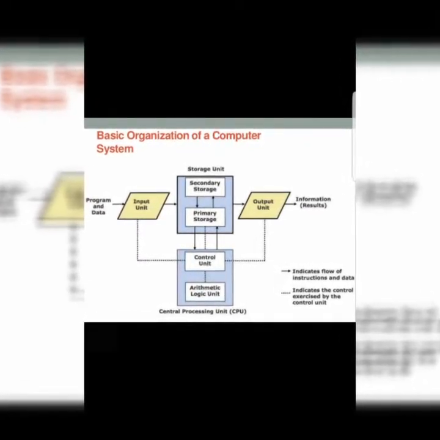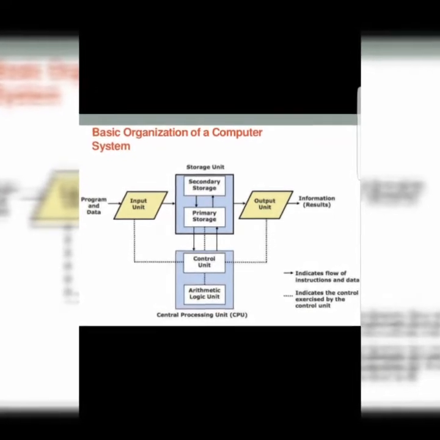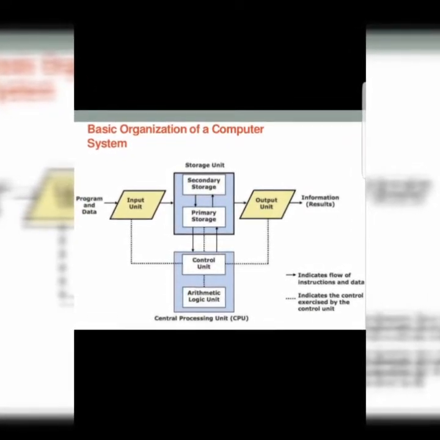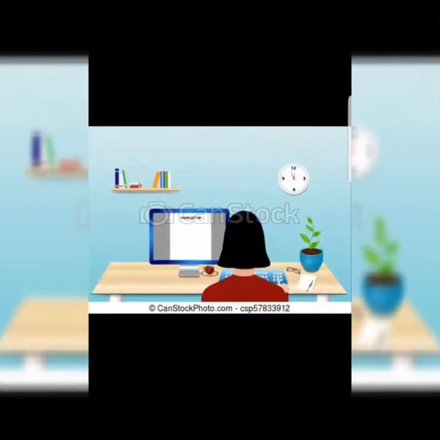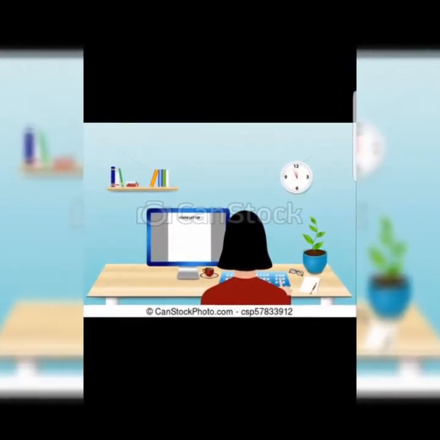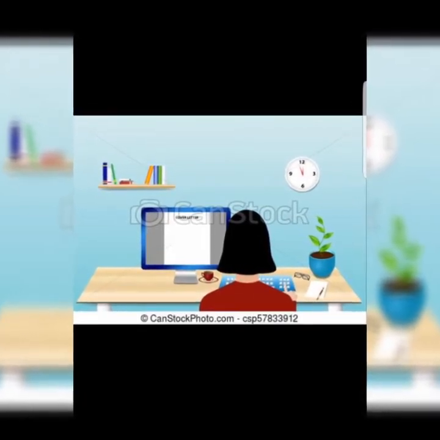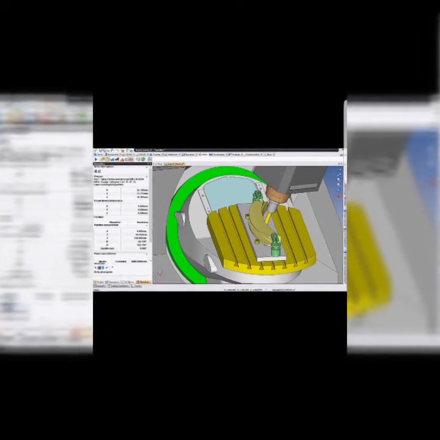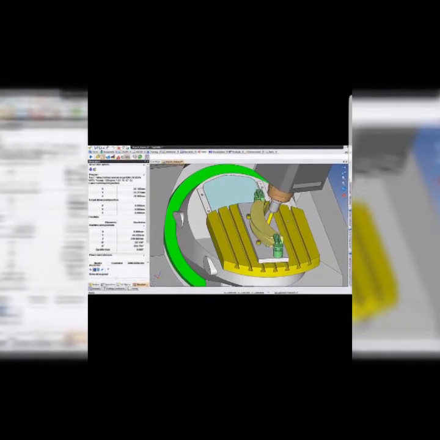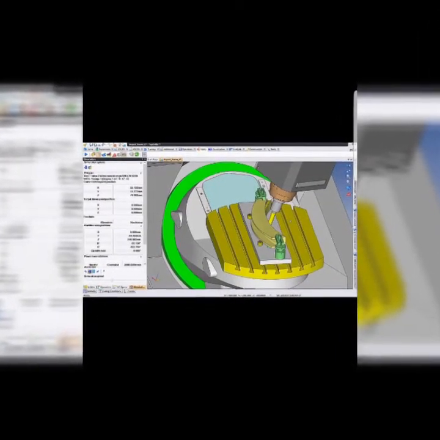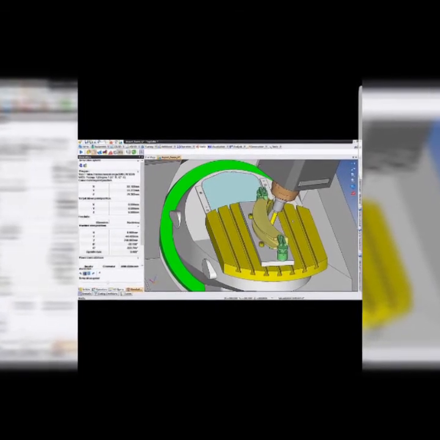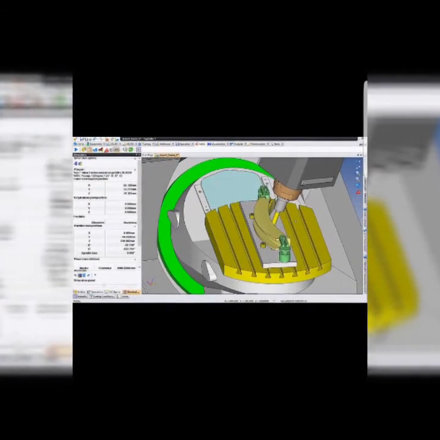Then the third one, that is power supply unit. It is one of the components of the computer which converts the alternating current power supply received by homes or offices to the low voltage direct current which is required by the computer.